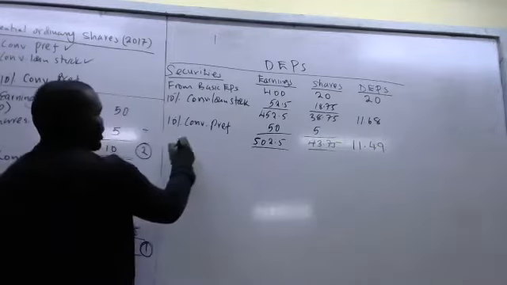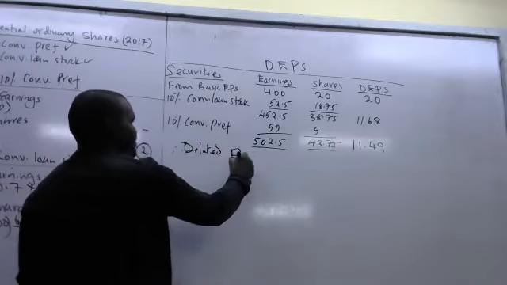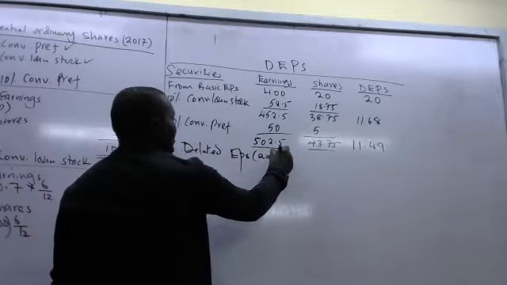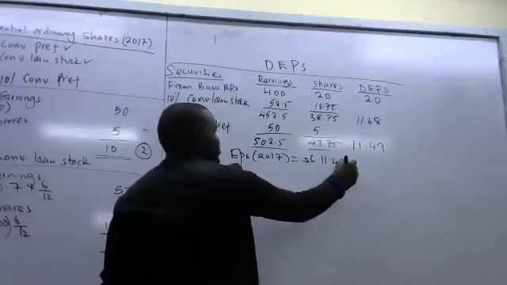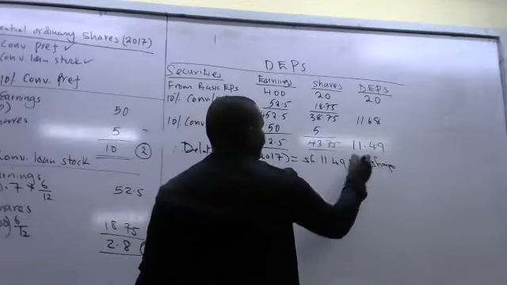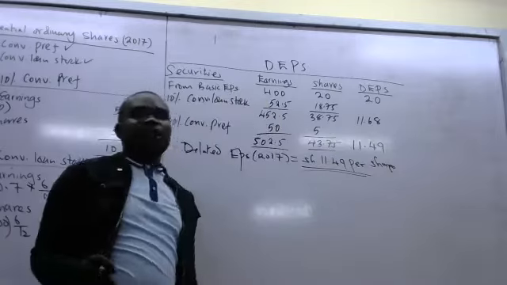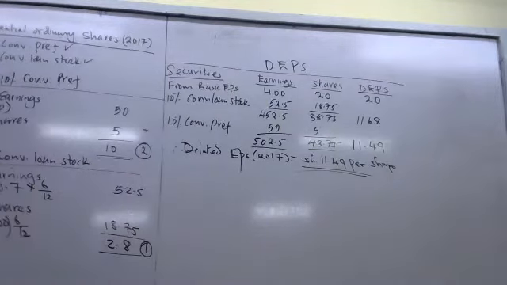So therefore, diluted EPS 2017 will be 11.49 shillings per share. That is the list. You pick the list earnings per share.